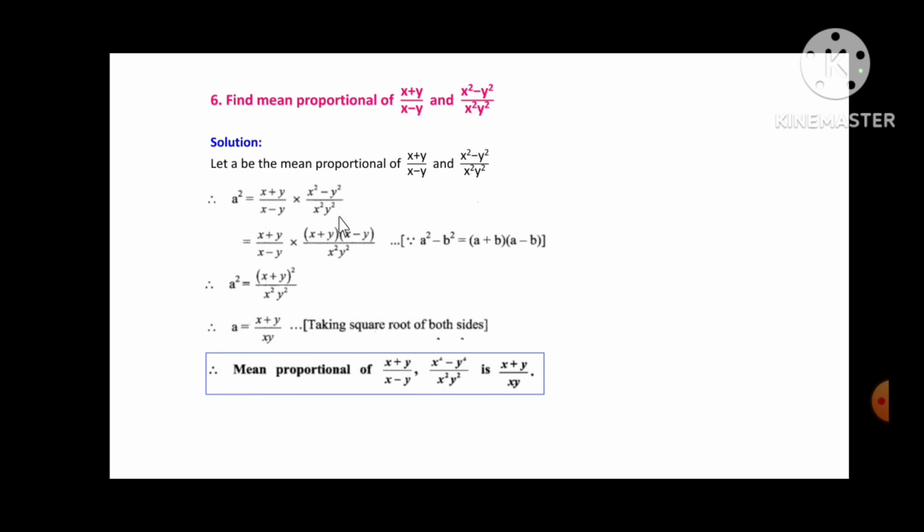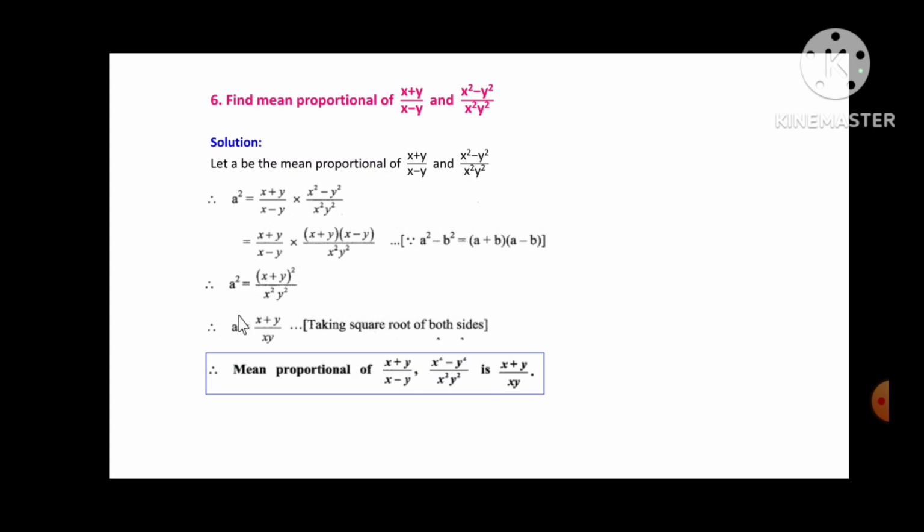(x² − y²)/(x² y²), where the x² − y² could be written, by using the formula a² − b² = (a + b)(a − b), as (x + y)/(x − y) into (x + y) in one bracket, (x − y) in another bracket, divided by x² y². Here x − y and x − y get cancelled, so we will be getting (x + y) whole square, two brackets we are getting here, divided by x² y².